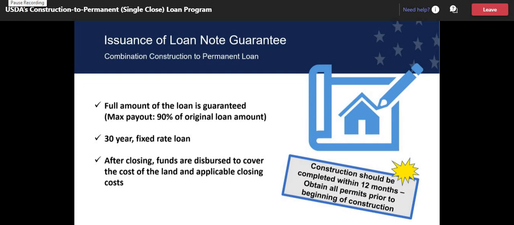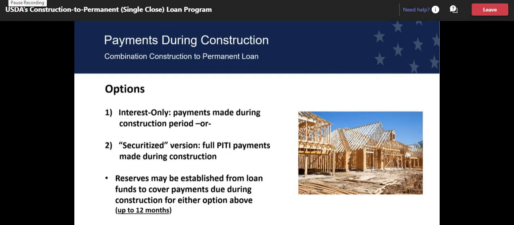These are 30-year, and they are fixed rates, okay? You would offer fixed rate loans on these. After the closing, the funds are dispersed to cover the cost of the land and any applicable closing costs. And there's a note there that says construction should be completed within 12 months, obtain all permits prior to beginning of construction. And we'll talk more about that in a minute. That may lead you to a question, well, what if it goes over 12 months? We'll talk about that in just a second.